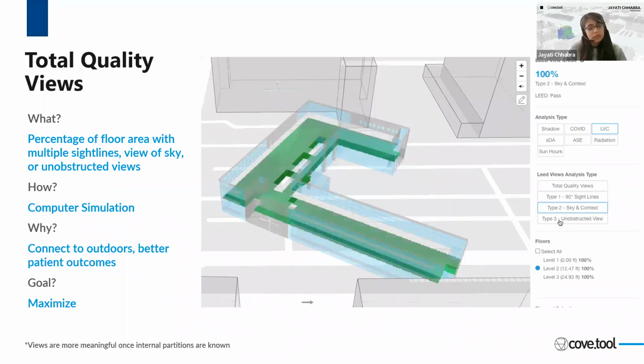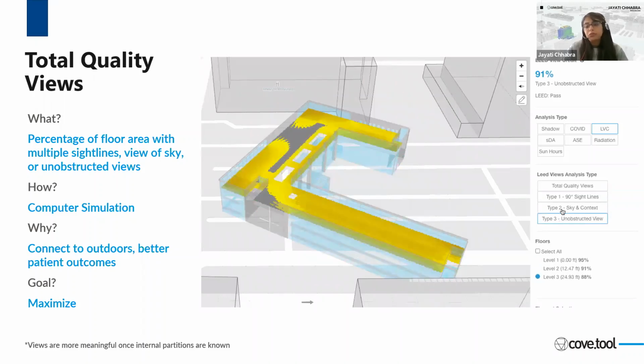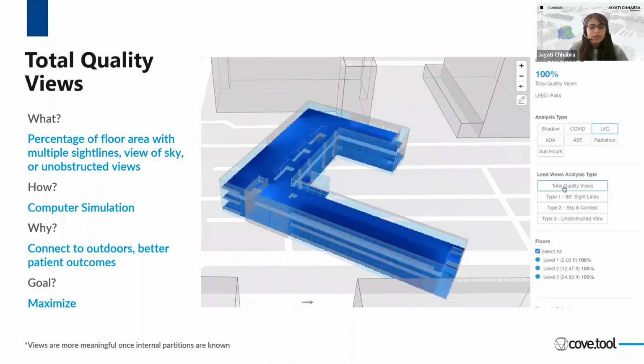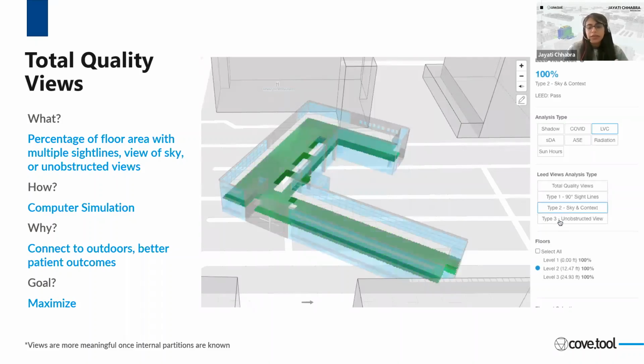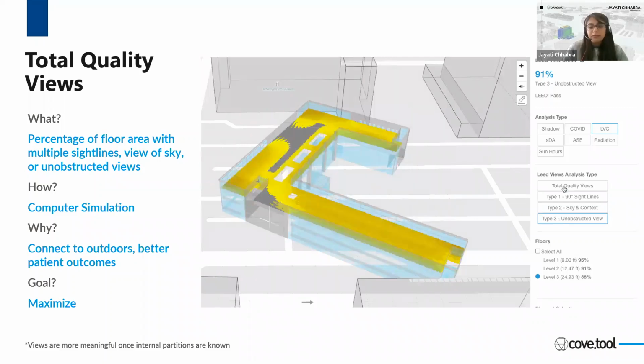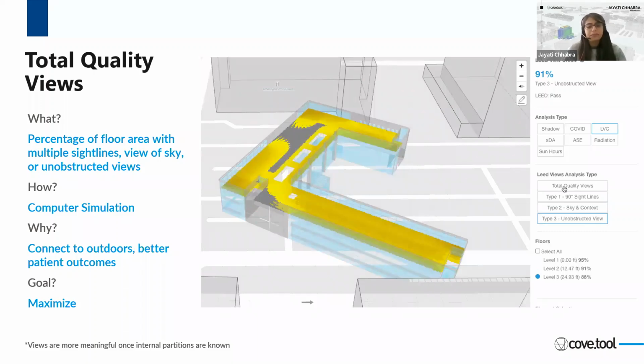So again, you can run this analysis in the 3D analysis page, and the goal should be to maximize the views. One caveat on this is it's very important to include internal partitions since they can block the views. So if you have a deep floor plan, it can be very impactful to look into it closely.